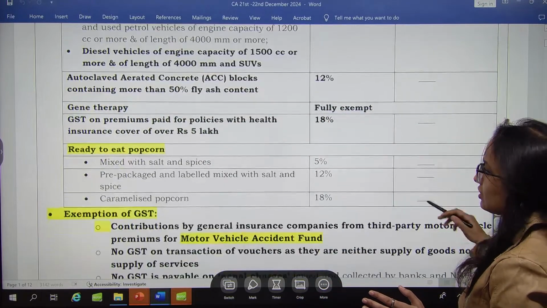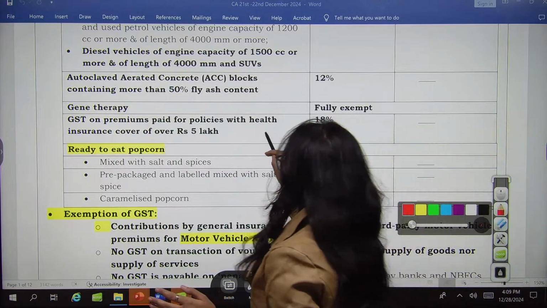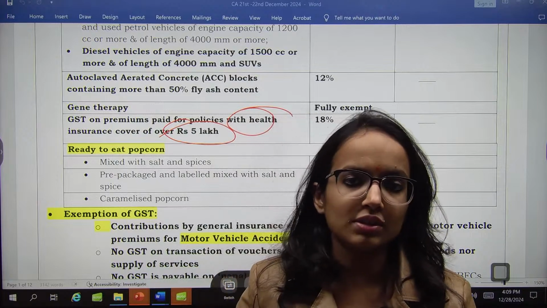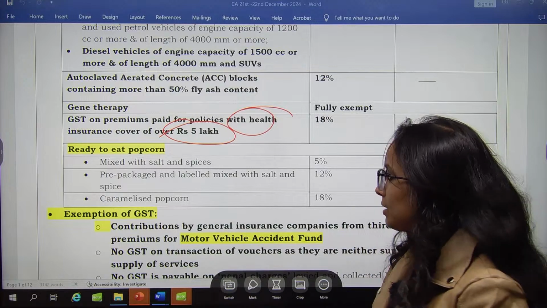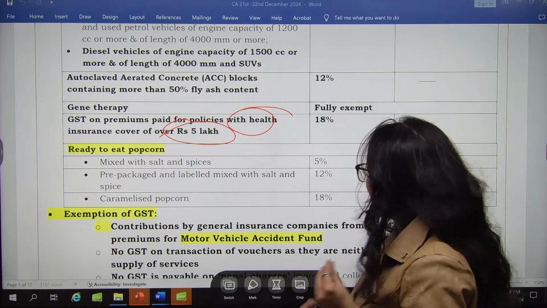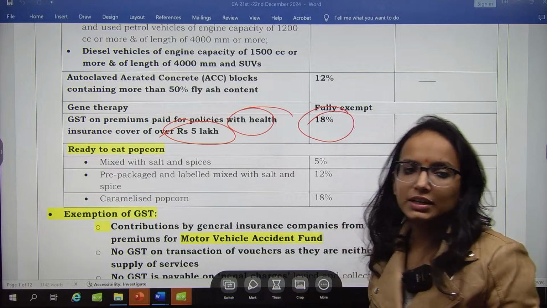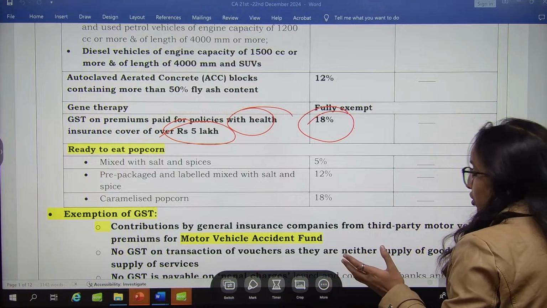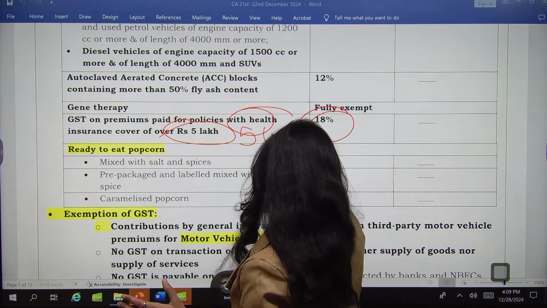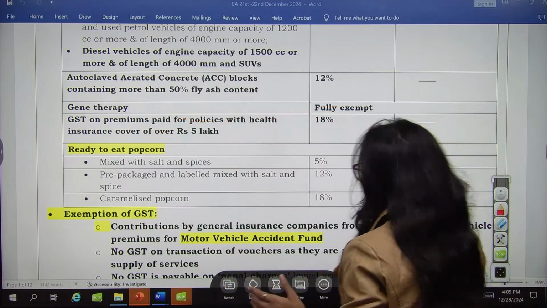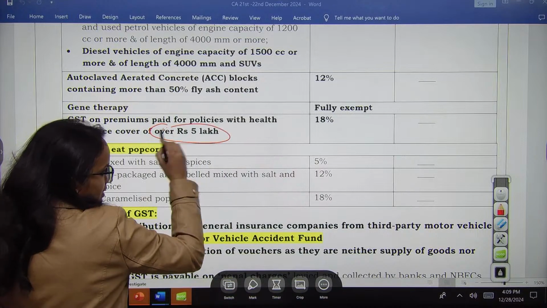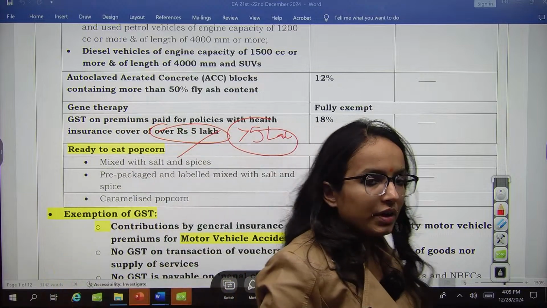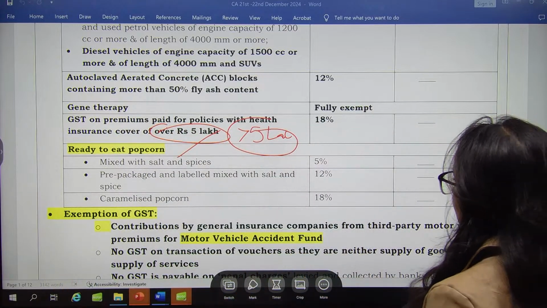The next category is GST on premiums paid for policies with health insurance cover of up to 5 lakh. Any such health insurance cover up to rupees 5 lakh, and you are paying premium on it, GST will be levied at the rate of 18%. So 18% GST will be there on the premiums including health insurance coverage over rupees 5 lakh, not up to, over rupees 5 lakh. Remember, more than 5 lakh. Remember this, this can be an important point, everyone. Over rupees 5 lakh, premiums will attract 18% GST.